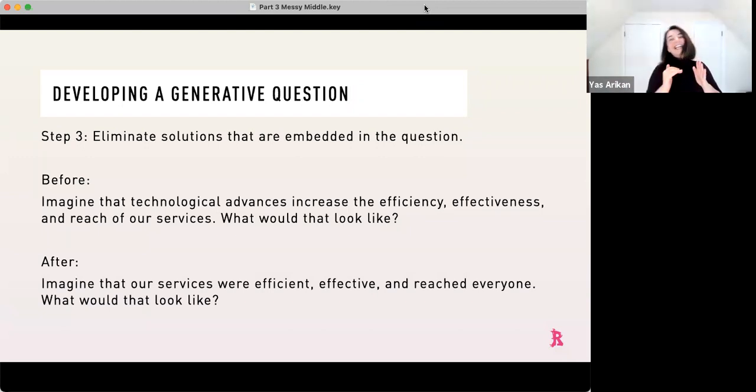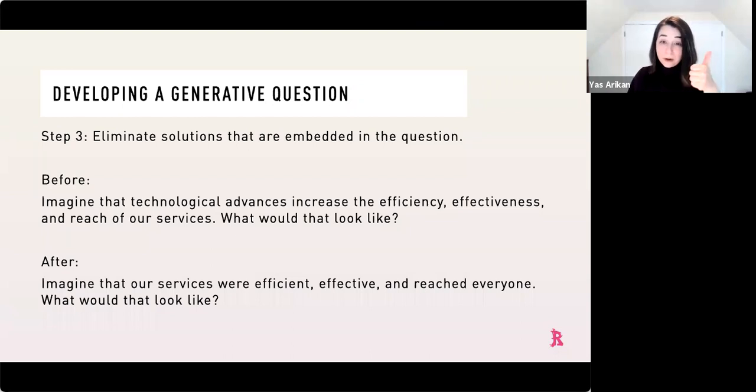So can you go look? I see you, Lynn. Can you look back to your question and see, does it assume a solution in any way? And if it does, can you cross it out and rewrite your question so it's still about the same issue you're trying to address, but you are not already dictating the method of solution? Some of you already are missing the solution component. That's great.